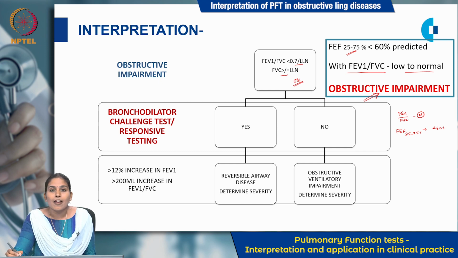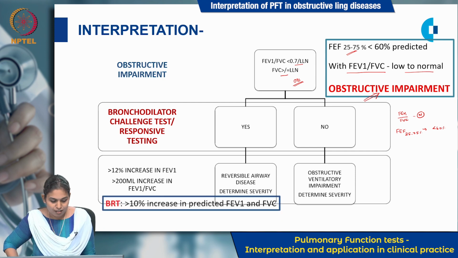So even though the FEV1 by FVC ratio seems fairly normal, but your FEF of 25 to 75 percentage is falling below 60 percentage of predicted, then it also means that the person is having obstructive impairment, and we should treat the patient and make a note that the person is having this reduced FEF value, right?